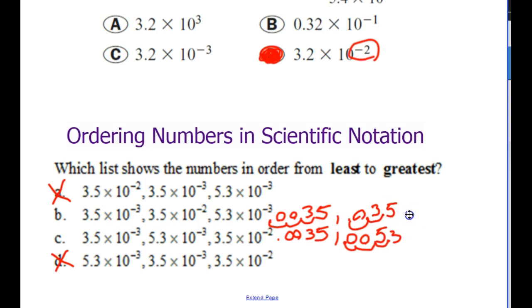So we're still not out of the woods yet. We need to figure out our last one. Our last one has a negative 3 on it. This one has a negative 2. So we know that the negative 2 has to be the greatest. So we can cross out B. And our answer then would be C.